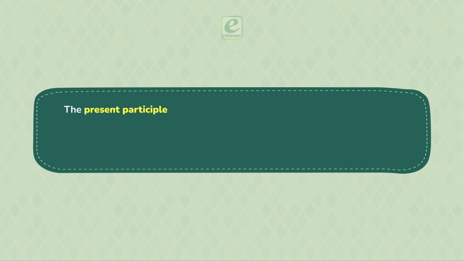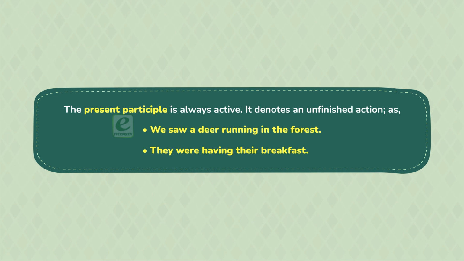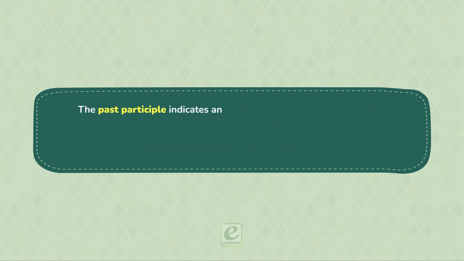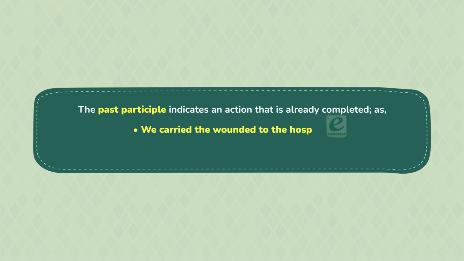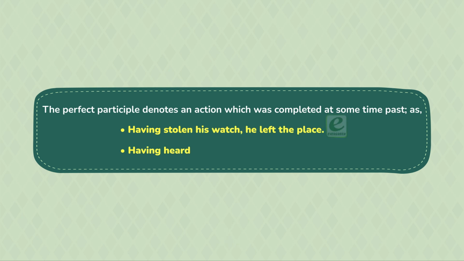The present participle is always active. It denotes an unfinished action, as: we saw a deer running in the forest. They were having their breakfast. The past participle indicates an action that is already completed, as: we carried the wounded to the hospital. Paralyzed, he fell unconscious. The perfect participle denotes an action which was completed at some time past, as: having stolen his watch, he left the place. Having heard the good news, he began to dance.